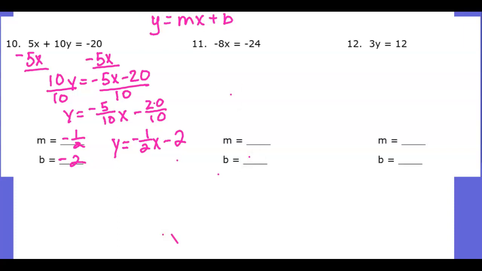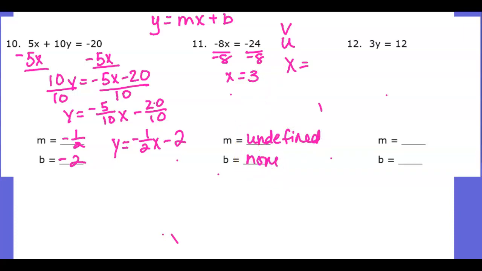Now 11 is going to be a special case because we just have an x variable. So when I divide both sides by negative 8, I get x is equal to 3. I'm going to think of x, because I know x equals, and here we have x equals. That means my slope is undefined, and my y-intercept is none. Again, that's just going to be a vertical line, and if we did graph it, it would be at 3 and would be going up and down like that.